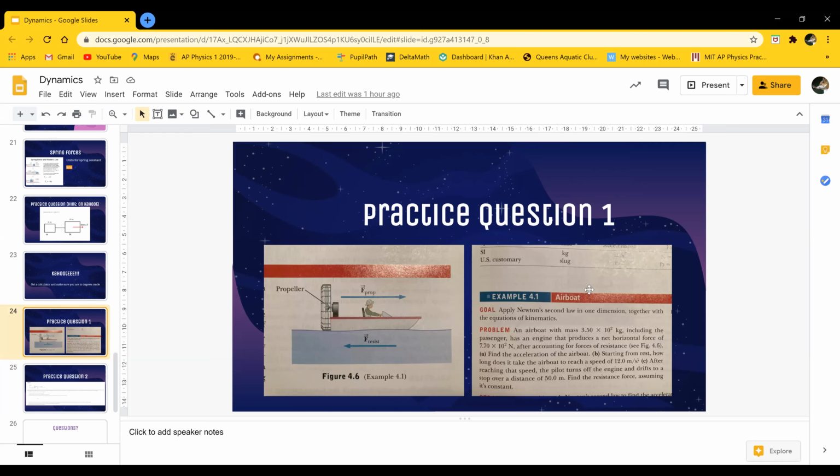Okay, so the first question is basically asking you, there's a diagram to the left of a boat, and it has a propeller. And the boat produces a force, which we denote as F sub prop, okay? But because there's water, there's some sort of resistance to that force.